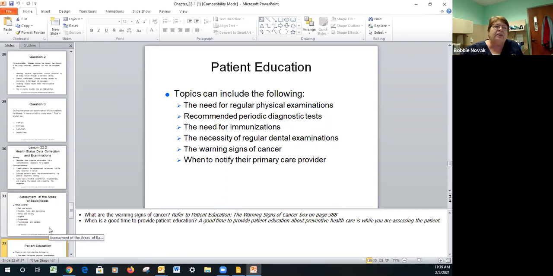So some of the things that you can include could be regular physical exams, recommended diagnostic testing, like colonoscopies and mammograms and pap smears, the need for immunizations, the warning signs of cancer, especially skin cancer, when to notify their primary provider. Yes, the slides are all in week 4 reading.